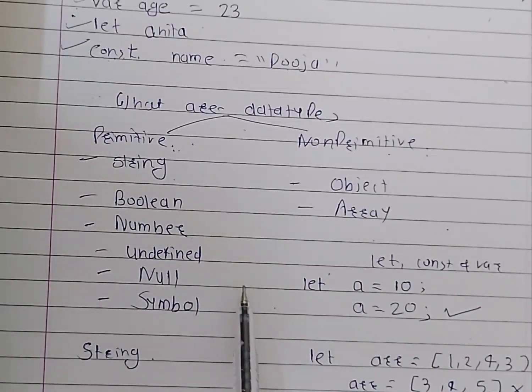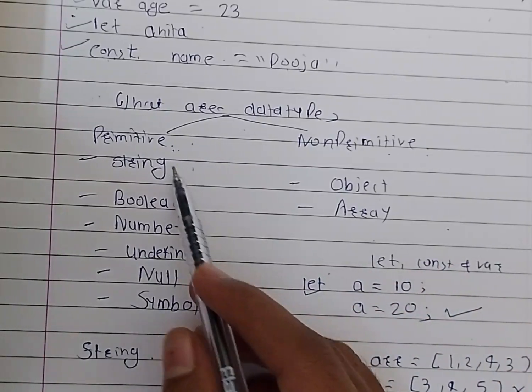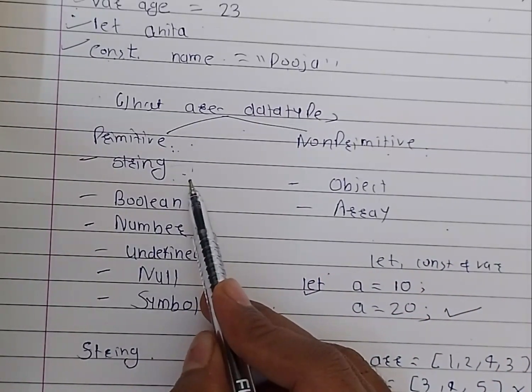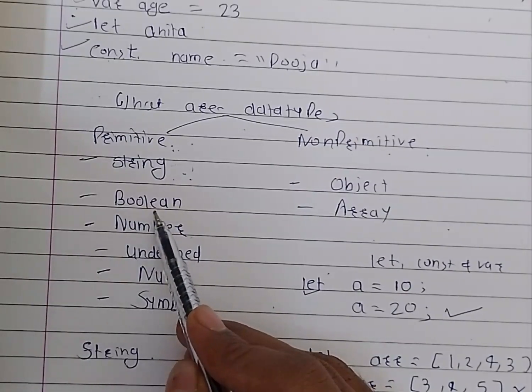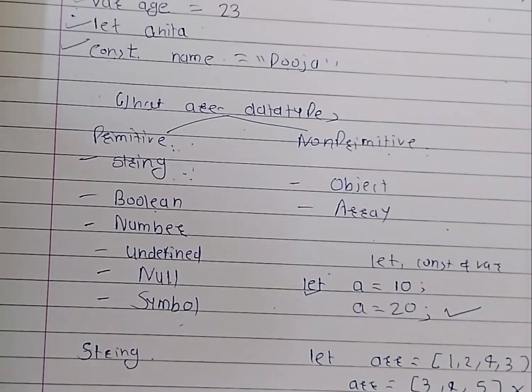So basically JavaScript is a dynamically typed language. While declaring a variable, we do not declare a type. It's not specified whether it should hold a string, boolean value, number, undefined, null or symbol. So we will see each data type one by one.